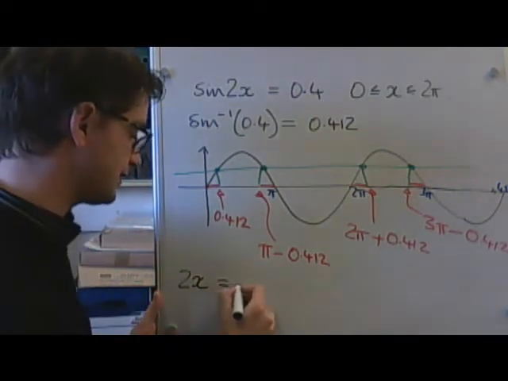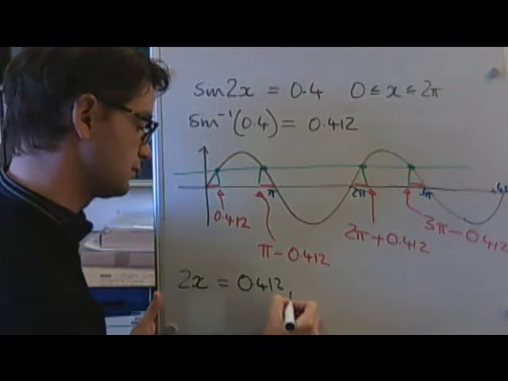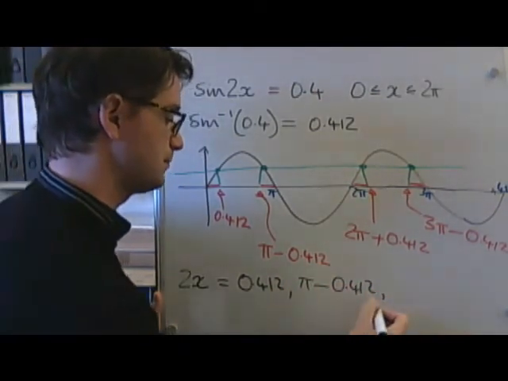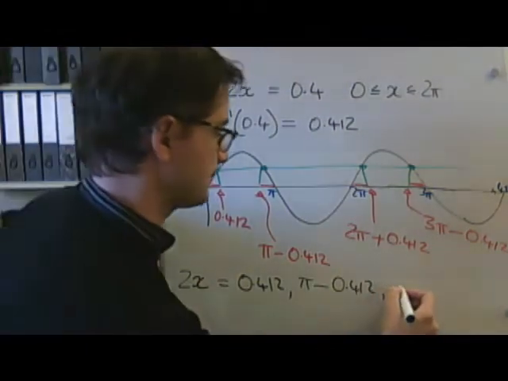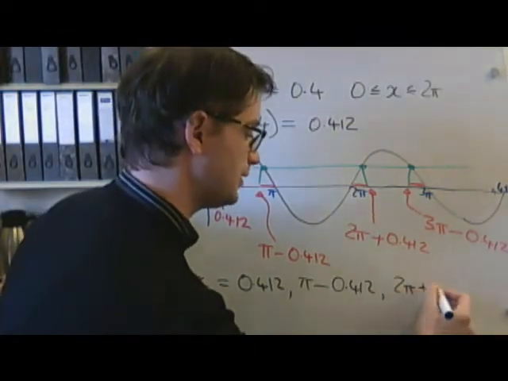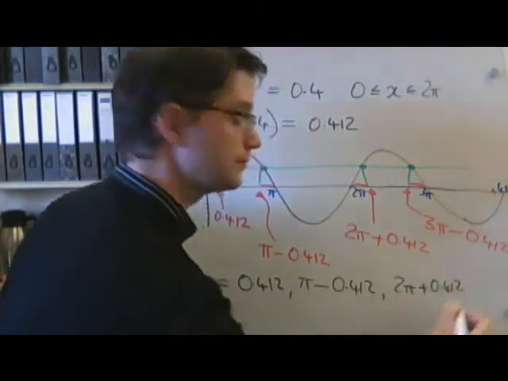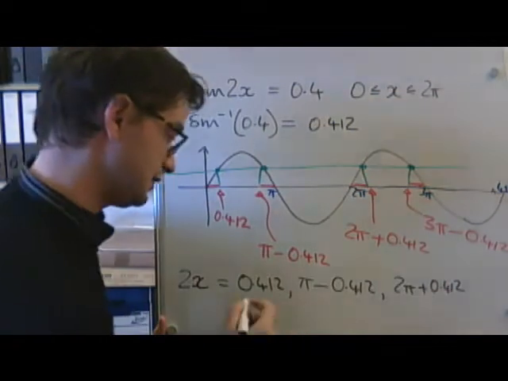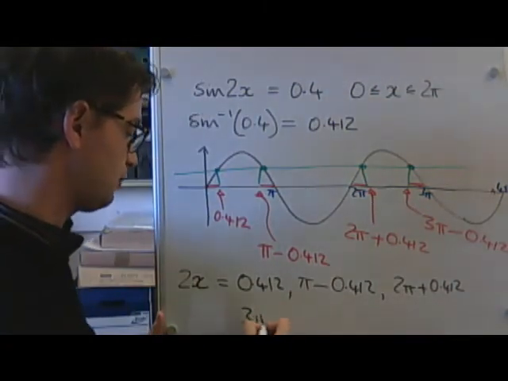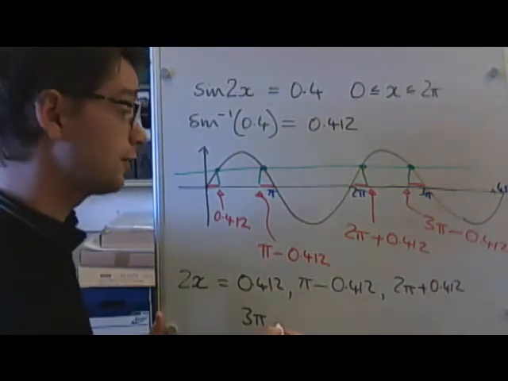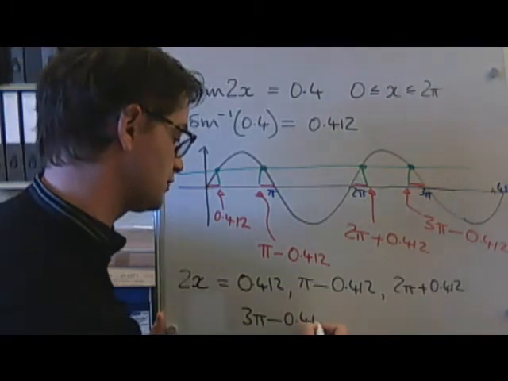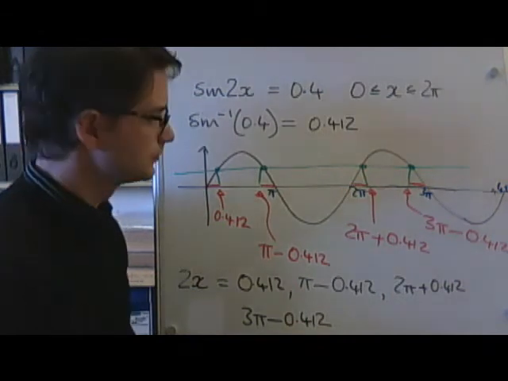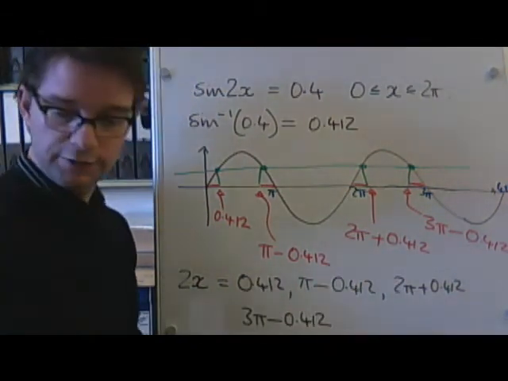So I've got 2x can be 0.412, pi minus 0.412, 2 pi plus 0.412. I've run out of room. If you've got room, keep going with a straight list, but I'll put the last one down here. 3 pi minus 0.412. So I've got 4 possible values of 2x.